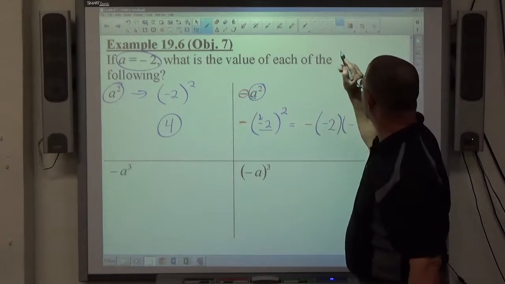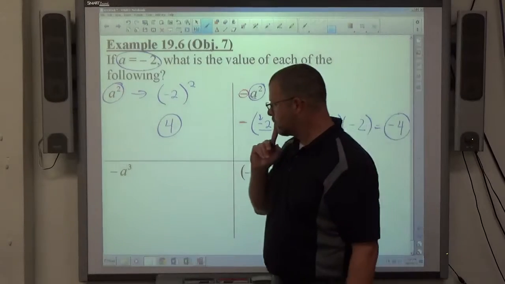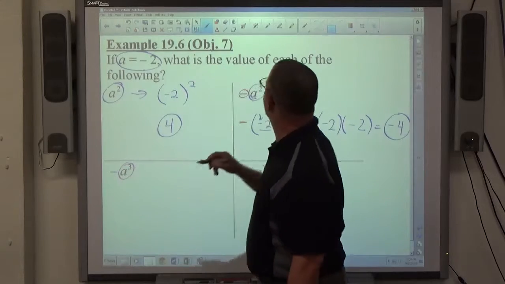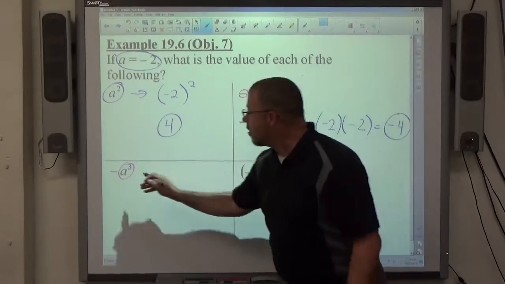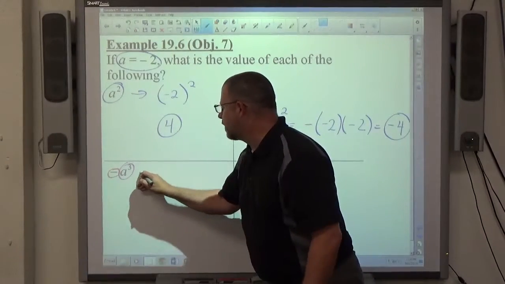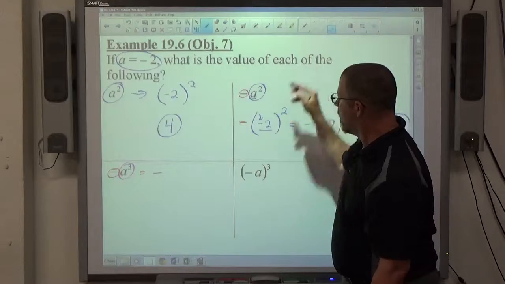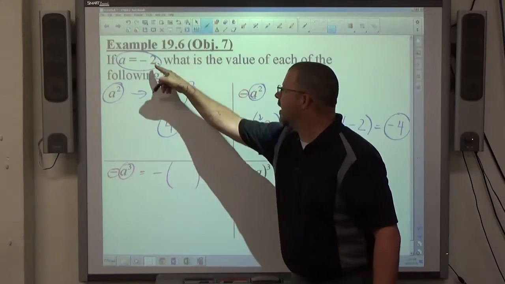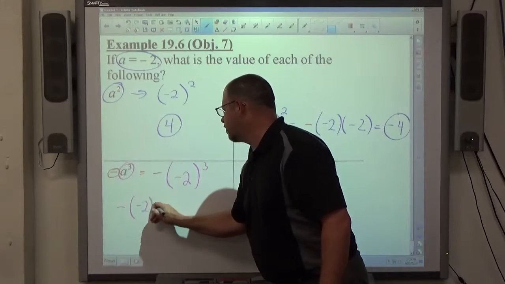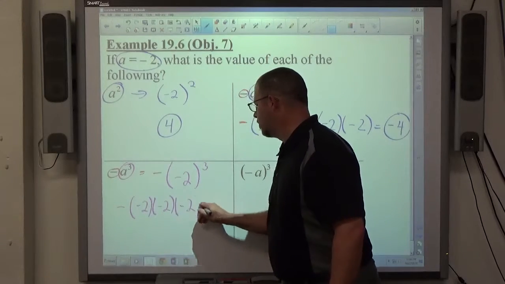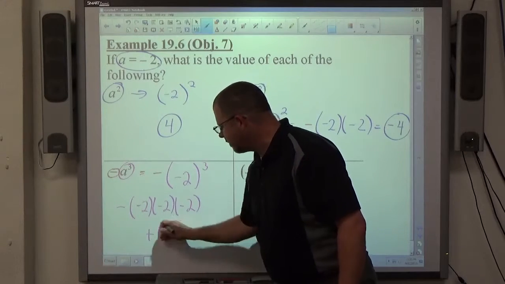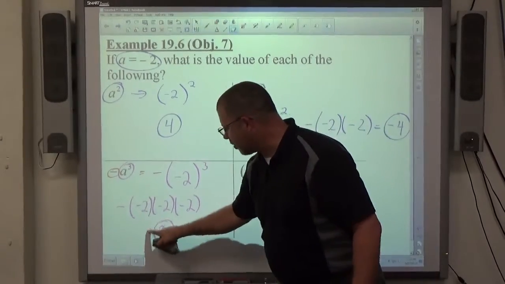What's being raised to the third power? A, right? A is being raised to the third power. The minus sign, again, is not being raised to the third power. So if I were to write this out correctly, the minus sign is there, A is to the third power, and A, again, is equal to negative 2. So what I have here is the negative being multiplied by negative 2, negative 2, negative 2. 1, 2, 3, 4 minuses makes a plus. 2 times 2 times 2 is 8. The plus is optional. I usually don't write pluses on my answers.